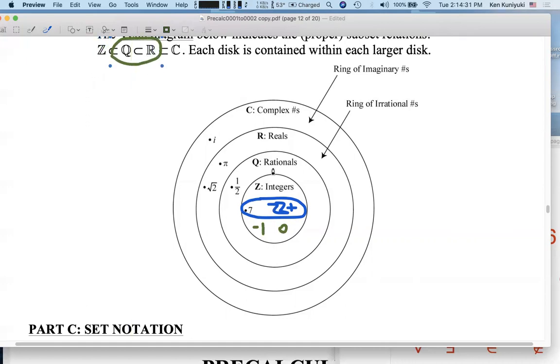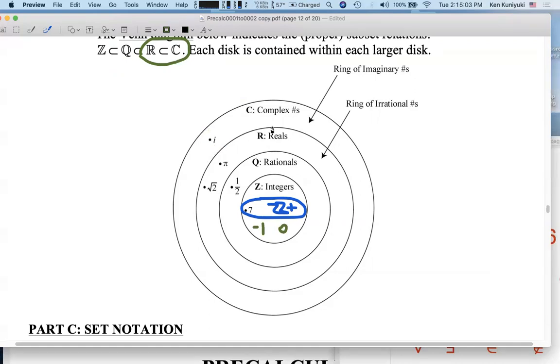Likewise, Q is a proper subset of R. Every rational number is a real number, but not all real numbers are rational. Pi, for example, is irrational. The square root of 2 is irrational. Likewise, R is a proper subset of C. All real numbers are complex numbers, but there are imaginary numbers, like i, that are complex but not real. R is a proper subset of C.